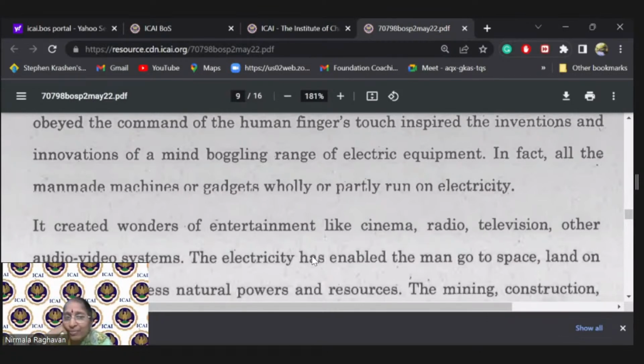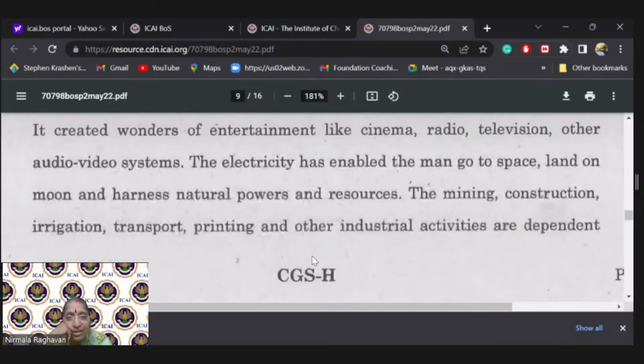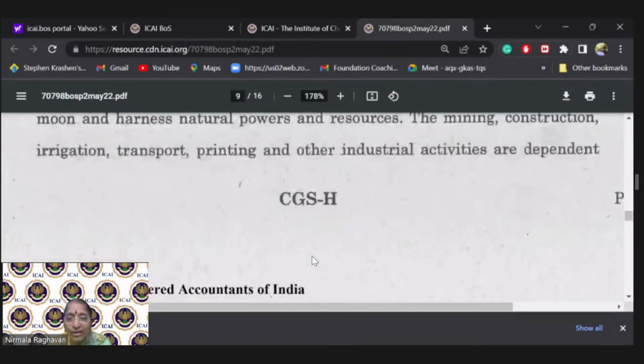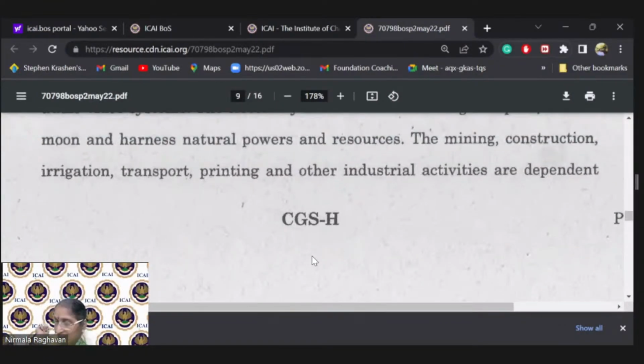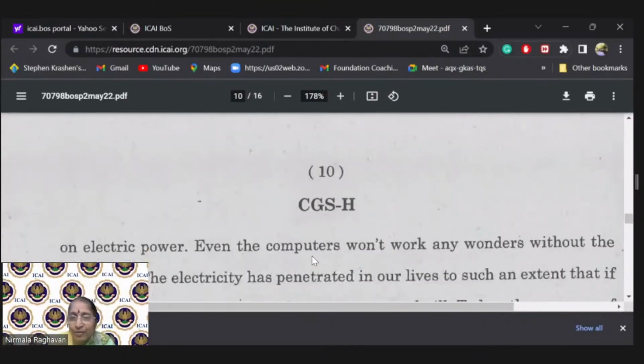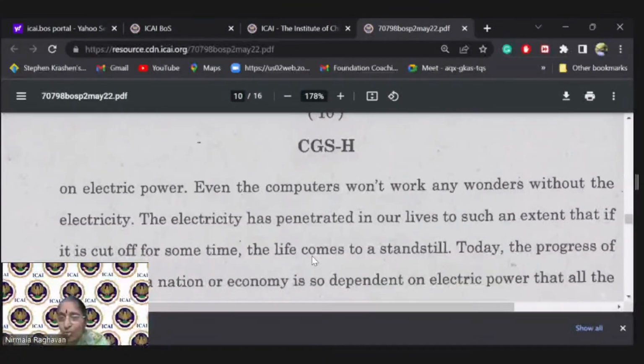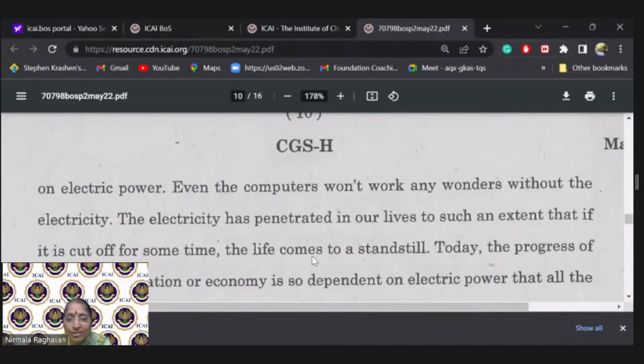In fact, all the man-made machines or gadgets wholly or partly run on electricity. It created wonders of entertainment like cinema, radio, television, and other audio-video systems. Electricity has enabled man to go to space, land on the moon, and harness natural powers and resources. Mining, construction, irrigation, transport, printing, and other industrial activities are dependent on electric power. Even computers won't work any wonders without electricity.